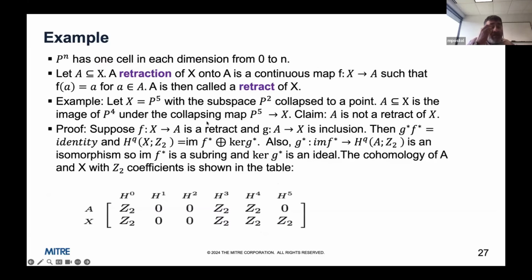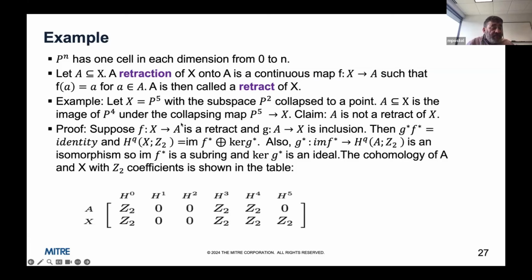All right, but anyway, and you can look in my book for a proof, Pn turns out to have one cell in every dimension from 0 up to n. So we're going to look at a special case of the extension problem called the retraction problem. A retraction of X onto A, where A is a subset of X, is a continuous map f going from X to A, so that f of a equals a for every a in A. And then A is called a retract. So it's kind of like the extension problem, but A and Y in this case are the same thing.